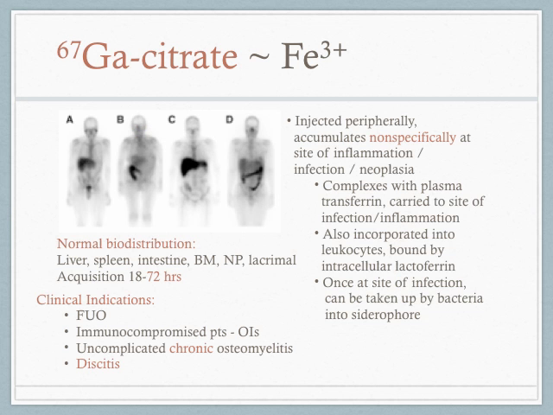So now to talk about a few of the radionuclides that are used in nuclear medicine of infectious diseases. Gallium citrate kind of acts like ferric iron. It's injected peripherally and it's going to accumulate non-specifically at sites of inflammation, infection, or neoplasia. And it localizes to these areas by complexing with plasma transferrin, and it carries to the site of infection or inflammation. It also can be incorporated into the white blood cell and bind to the intracellular lactoferrin and be carried to the site of infection that way.